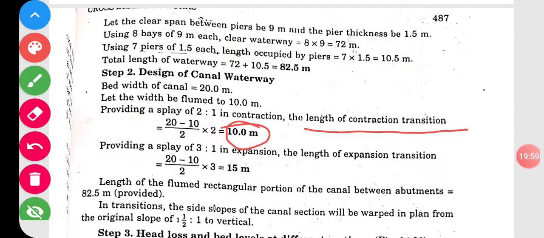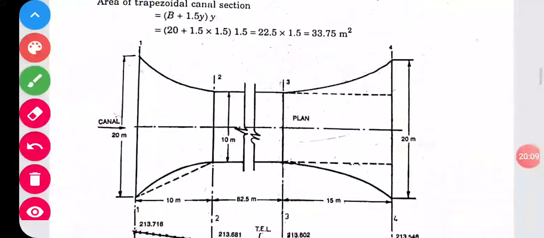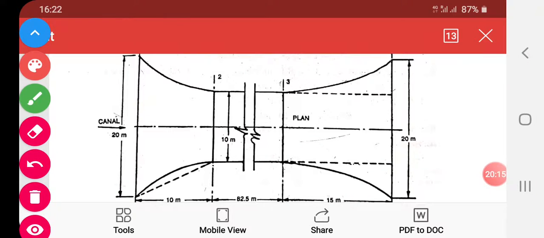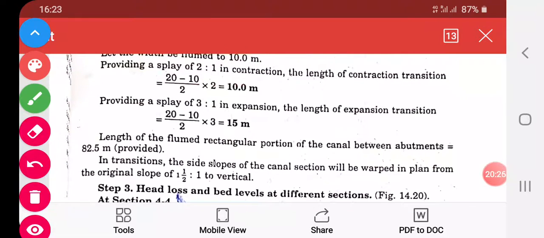Again, I'll just go there once and explain to you. Here is the length of the contraction. This is the length of the contraction, 10 meter. What I had told? I had told it is 10 meter. This 10 meter is calculated here. Similarly, we will calculate once again this 15 meter. How it is calculated, I'll tell you. It is calculated here.